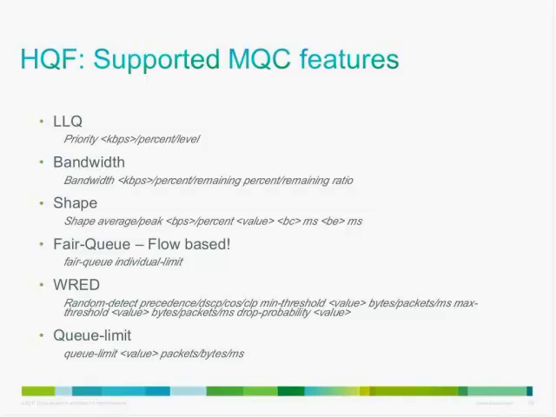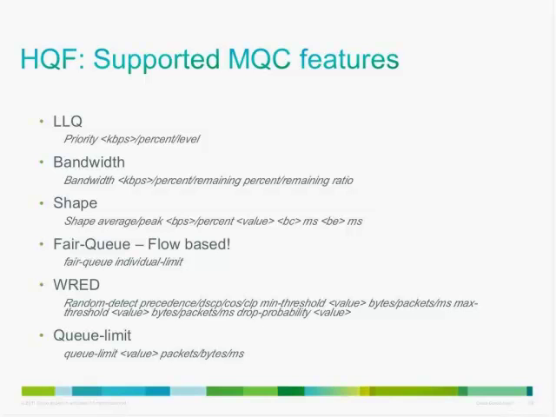So I'll just refresh some of the concepts here. LLQ is nothing but low latency queuing, and it's mostly designed for delay sensitive traffic like voice, which we can configure with the priority command, and the unit is either kilobits per second, or we can give a percentage, in terms of the complete available bandwidth taken as 100%.